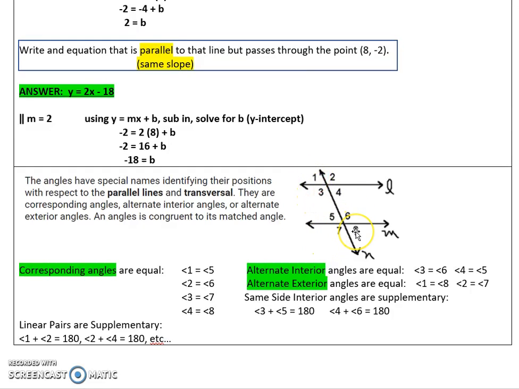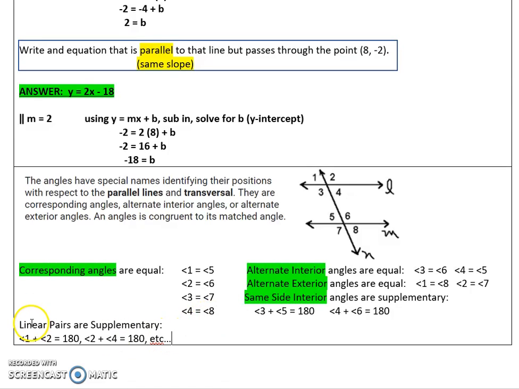So angle 1 and angle 8 are alternate exterior, and they are equal. And angle 2 and angle 7 are alternate exterior, and they are also equal. And then we have same side interior, which are not as popular to ask, but sometimes they are asked. When you have the same side of the transversal and inside those two parallel lines, these are called same side interior, and they add to 180. So for example, the example that I used, angle 5 was 30, which means angle 3 would be 150.